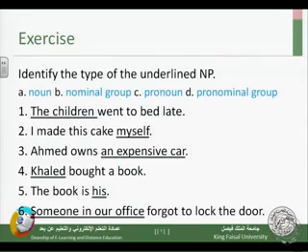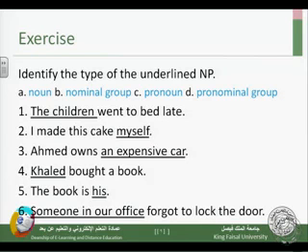Sentence number two. I made this cake myself. Myself refers or goes back to the subject I. So it is reflexive, and it is a pronoun. So myself here is a pronoun. So the choice for number two is C.